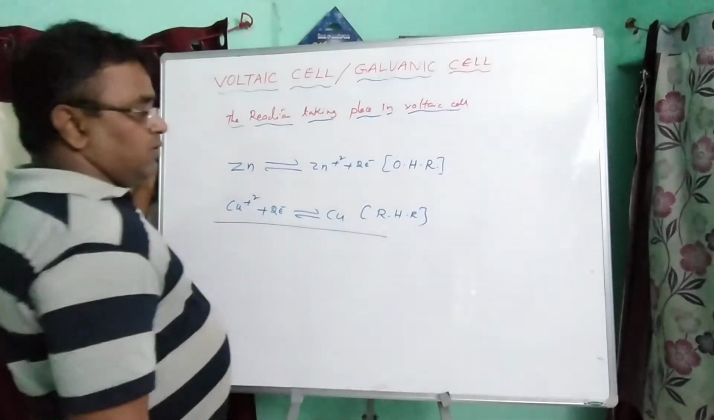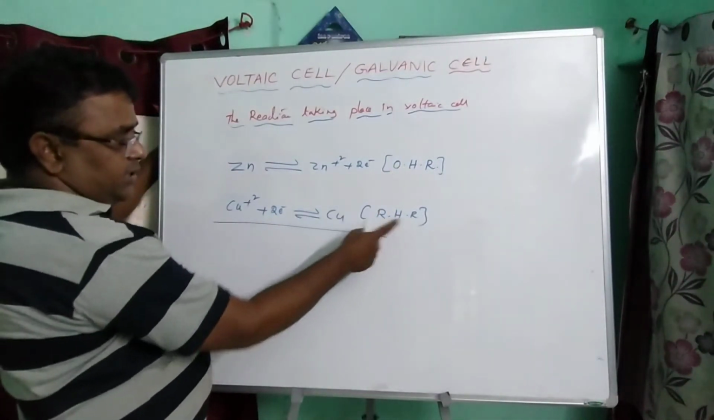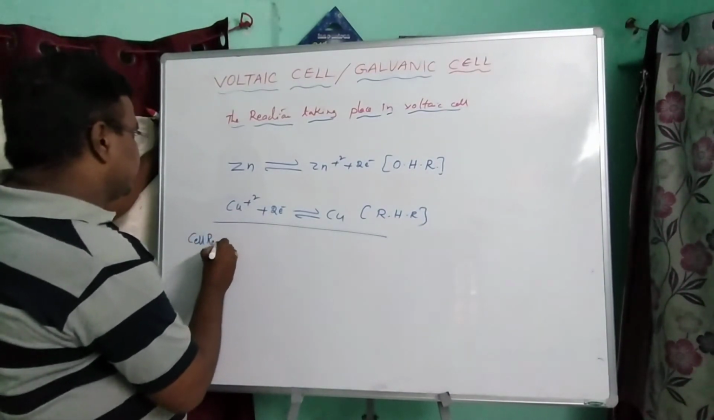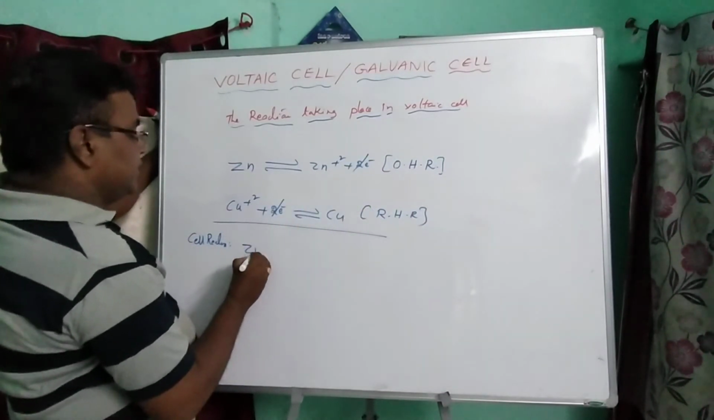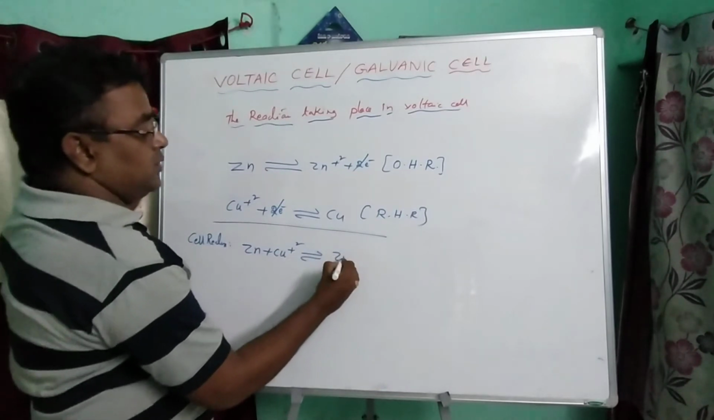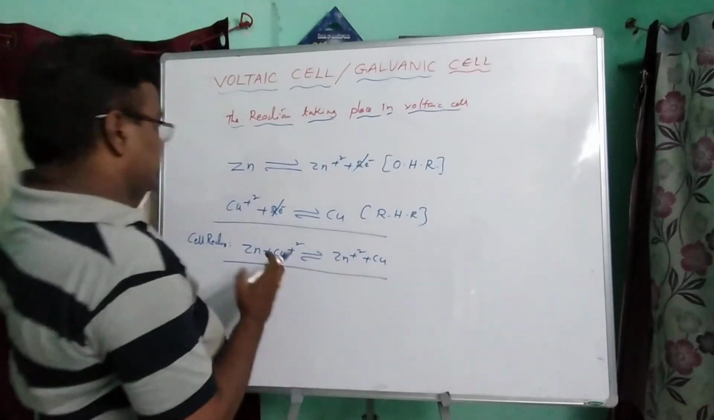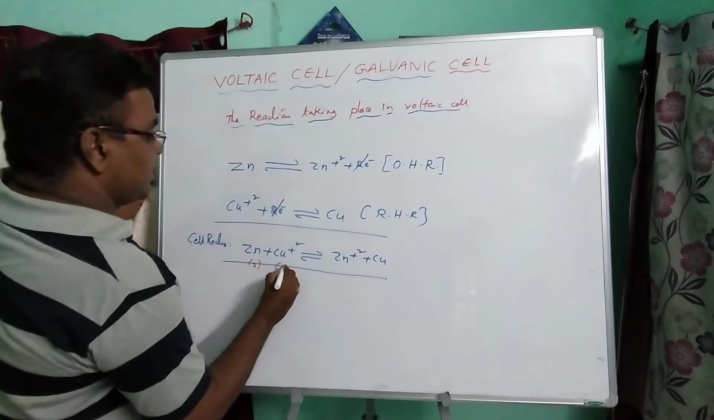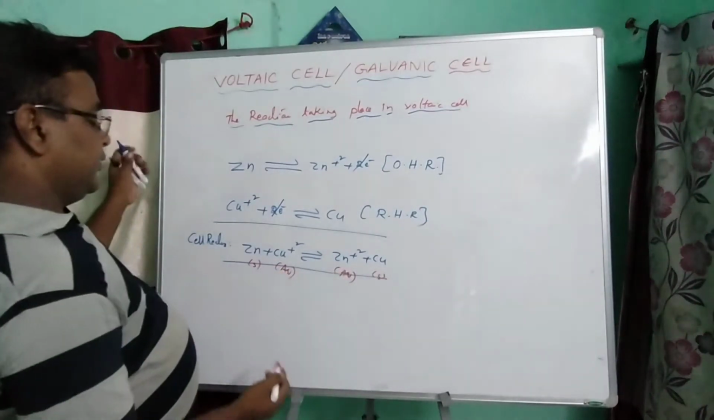So what is the cell reaction? When we add the oxidation reaction and the reduction reaction, the total reaction is known as the cell reaction. So in the cell reaction the 2 electrons cancel: Zn plus Cu2+ gives Zn2+ plus Cu, a reversible reaction. Here zinc is solid, and the ion is aqueous.